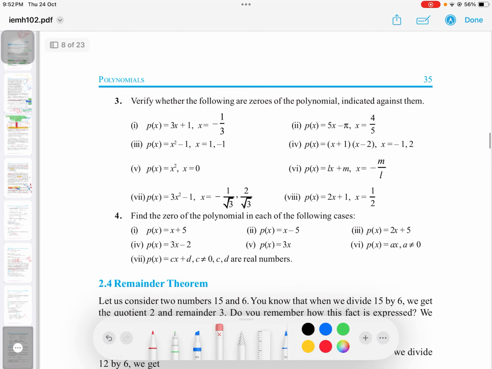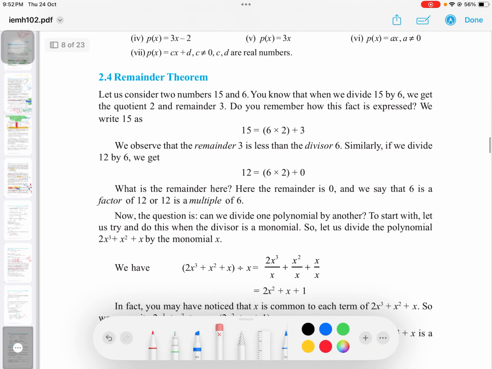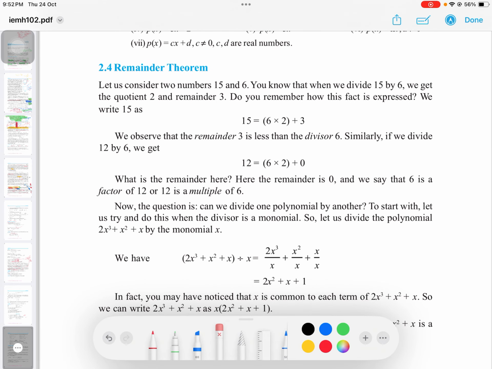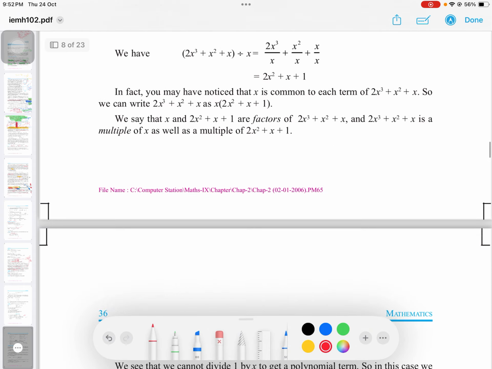So note these observations, and these are all for practice. I expect you to solve all this, okay? Now we move to the remainder theorem. This is where things get hot, very hot. So now these are all obvious stuff. I hope you can read this.